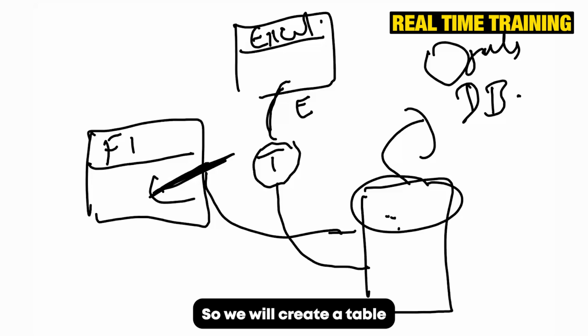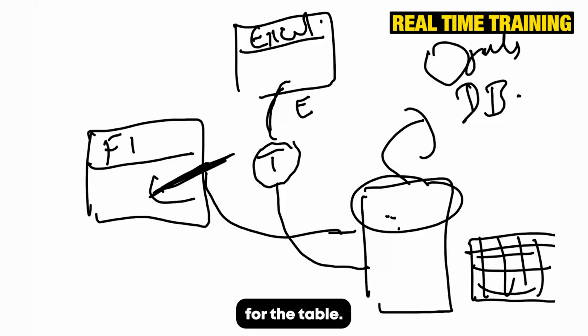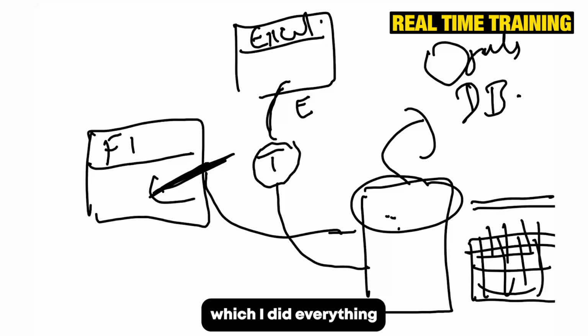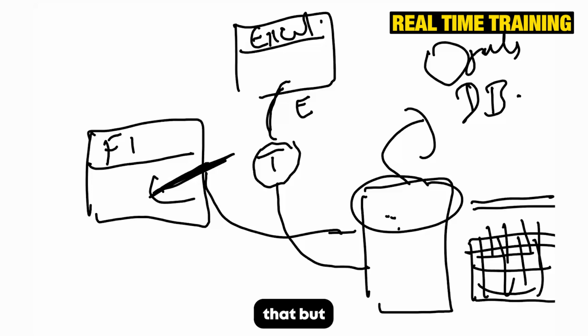So we'll create a table in Oracle DB even before the data is migrated. There will be a name for the table, and a name for the columns, which I did everything. And even the data type, char or varchar and all that, I have to put in. Even the developers used to help me. If I do it wrongly, the developers will correct me. So it wasn't a big deal.